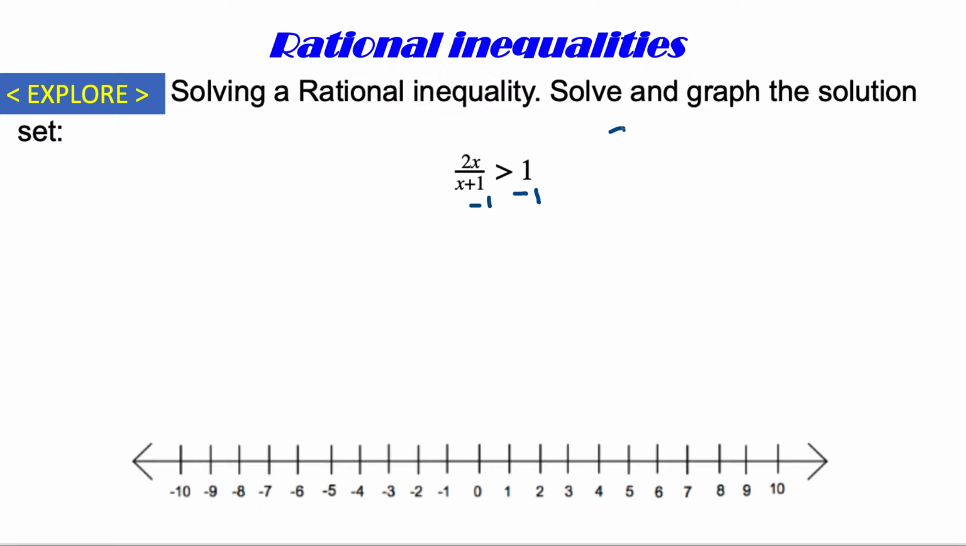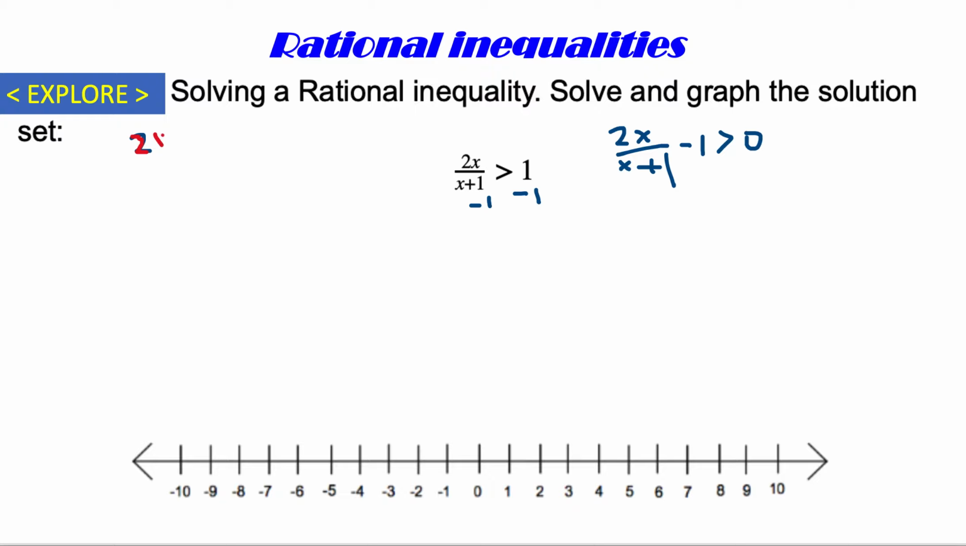And what we are going to have here is 2x divided by x plus 1 minus 1, and on the other side, 1 minus 1 is going to be 0. And this is greater than 0. But now here I can write 2x over x plus 1, minus 1, I can write like x plus 1 divided by x plus 1.